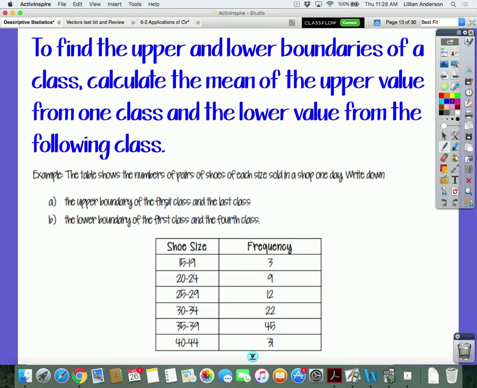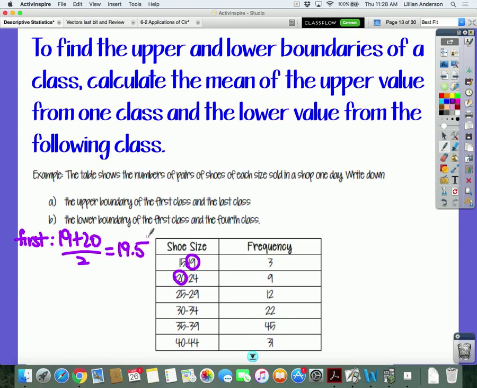So the upper boundary of the first class and the last class. There's two questions inside of one. So if you're looking for the upper boundary of the first class, that means you need to take the upper value of the first class and then the lower value of the next class and find the average. What's the average of that? 19.5. 19 plus 20 divided by 2, halfway is 19.5.